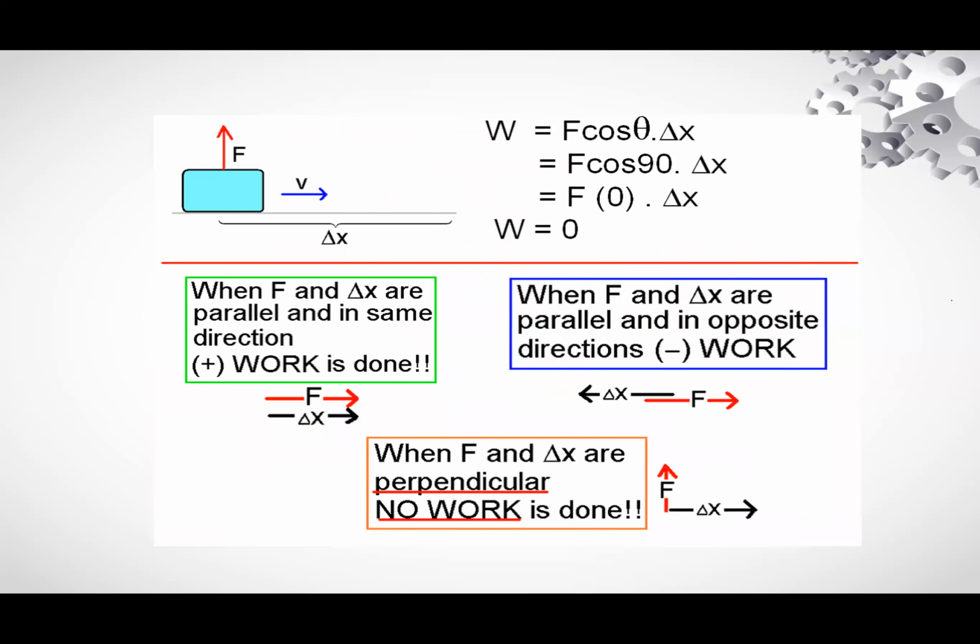Now, write the formula for work. F dot D, where D is equal to del X. F D, and in place of dot we will write cos theta. So F cos 90. If distance is covered in this direction and force is acting in this direction, the angle is 90. So cos 90 is 0, so work done will be 0.